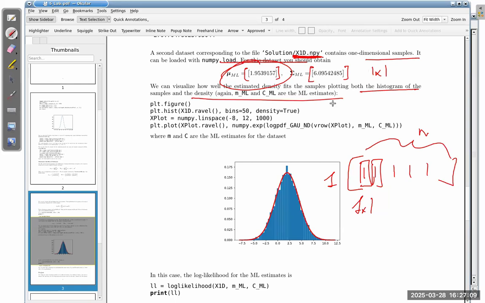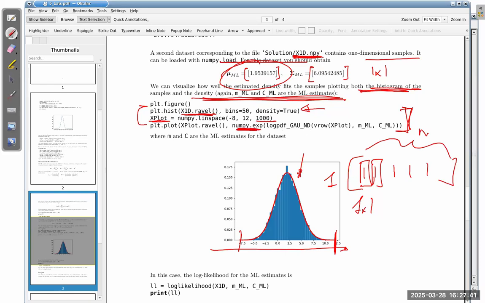Then we can use what we computed before, what we did at the first part of the laboratory, and try to plot the density that we have estimated and compare it with the histogram. So we plot the histogram of the data. In this case, we want a one-dimensional array of samples, so we need to ravel it. And then we plot the density over an interval that corresponds to this range with 1000 samples. So as we did in the first part of the laboratory, we plot the density.